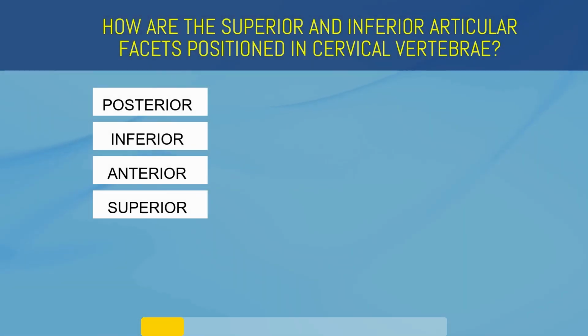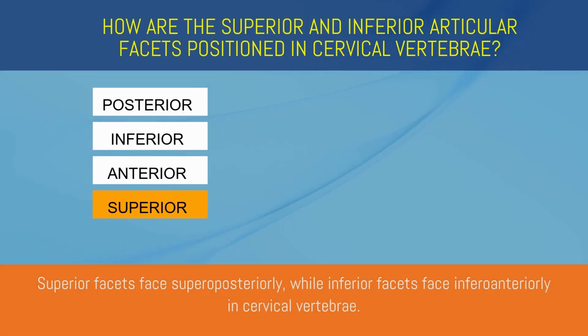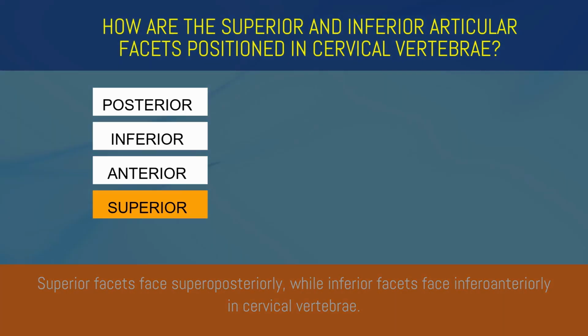How are the superior and inferior articular facets positioned in cervical vertebrae? Posterior, inferior, anterior, or superior? Superior. Superior facets face supero-posteriorly, while inferior facets face infero-anteriorly in cervical vertebrae.